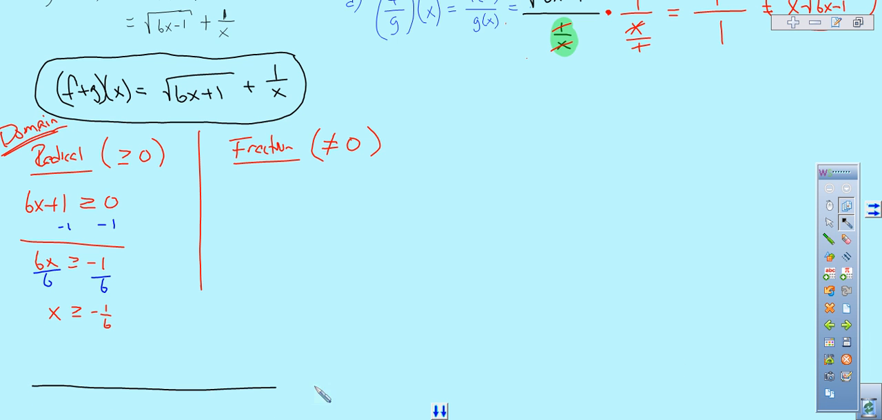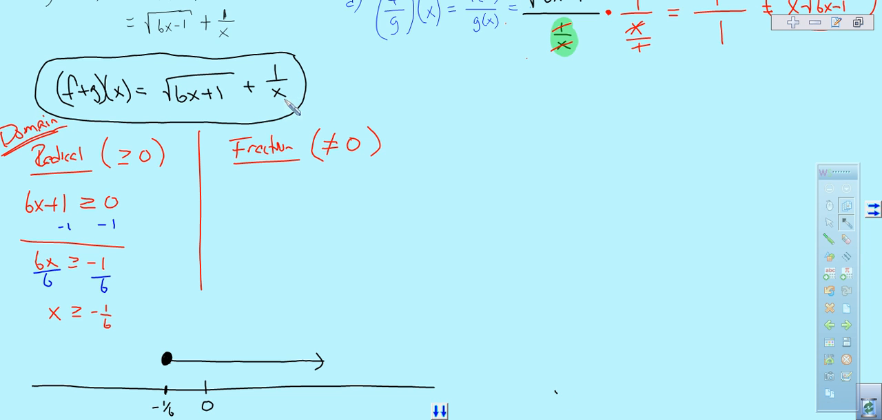Now, I'm going to draw a number line to help us visualize what's going on here. We're going to put 0 right there, and I'm just going to put -1/6. I'm not going to draw it to scale. I'm just going to put that number right there. I'm going to say that's -1/6. The graph for this guy would look like that.